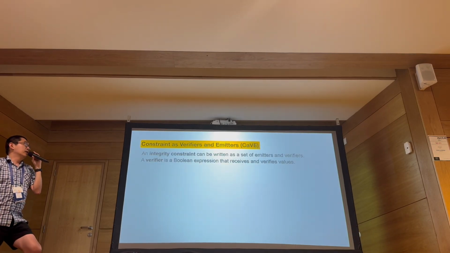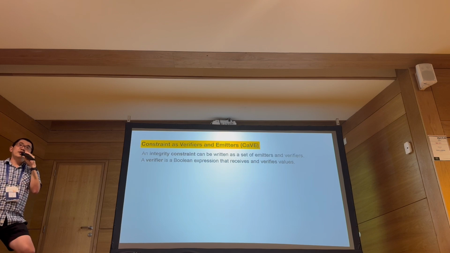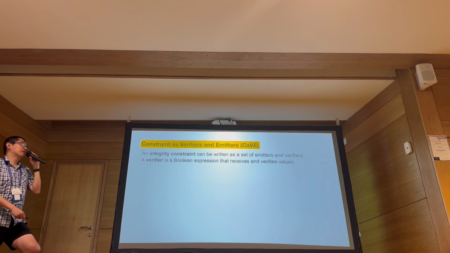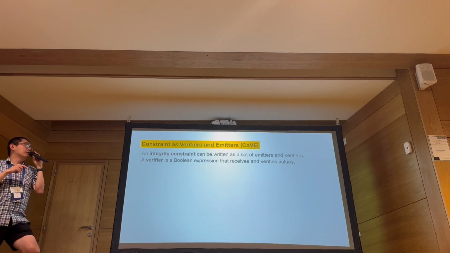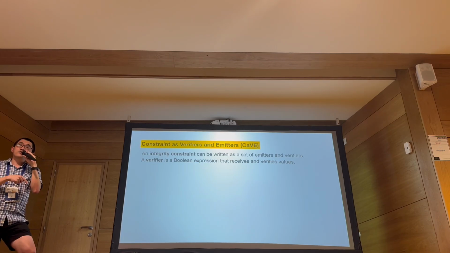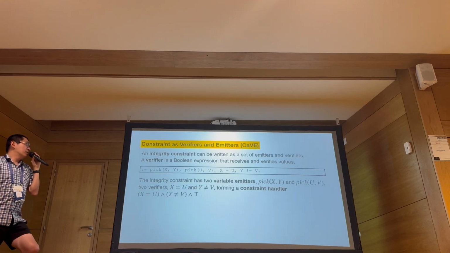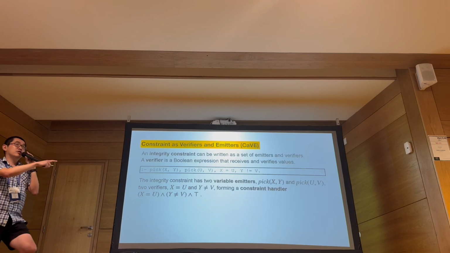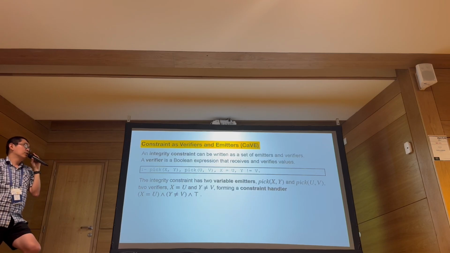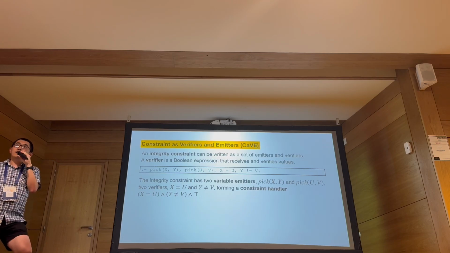Now, we have introduced the emitters. Now we have the verifiers. So in this case, verifiers become very simple. It's just Boolean expressions that will receive the values from the emitters. So in our case, for example, the later part, x equals y, u equals equal to v, is forming the verifiers.